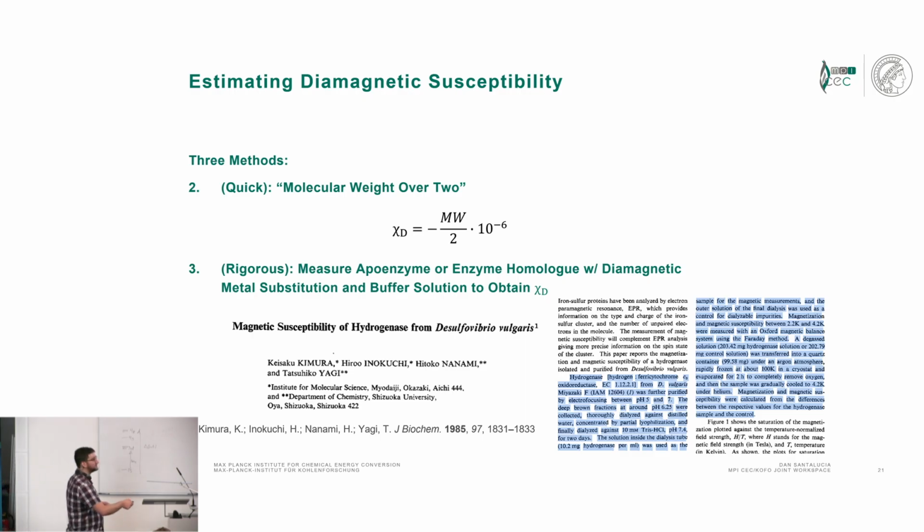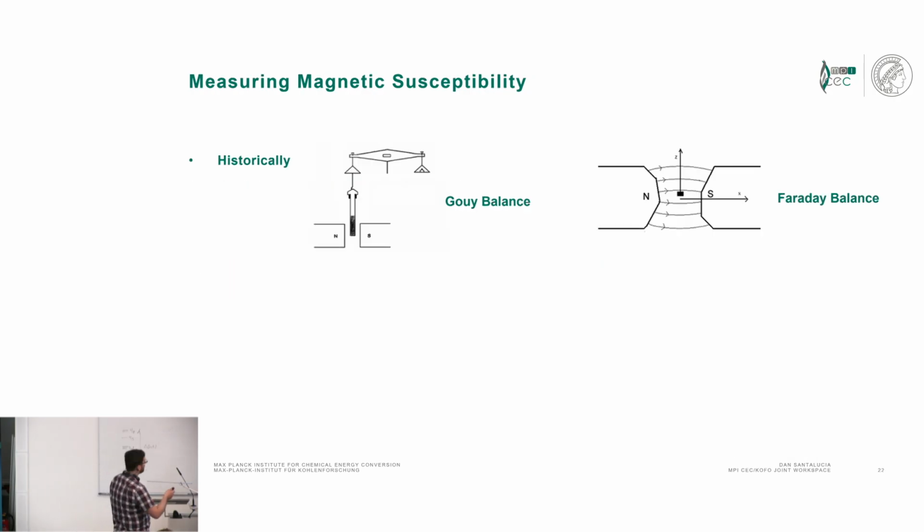And then you obtain chi-d experimentally. Then you measure your system of interest, and you just subtract out the diamagnetism of the apoprotein. And that's how you handle that practically, okay? So that's method number 3. That's about as rigorous as you can get if you're doing any sort of bio-type, bioinorganic susceptibility measurements. Okay. How do people measure it?